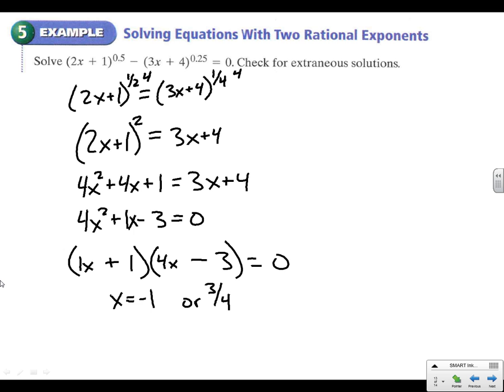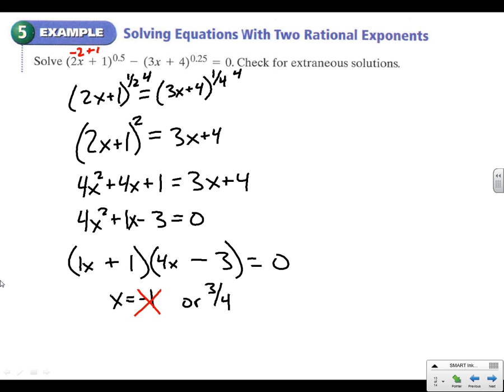Let's go back and check these. So really quickly, negative 1 times 2 is negative 2. Negative 2 plus 1 is negative 1. The square root of negative 1, that's not going to work. Can't do square roots of negatives.